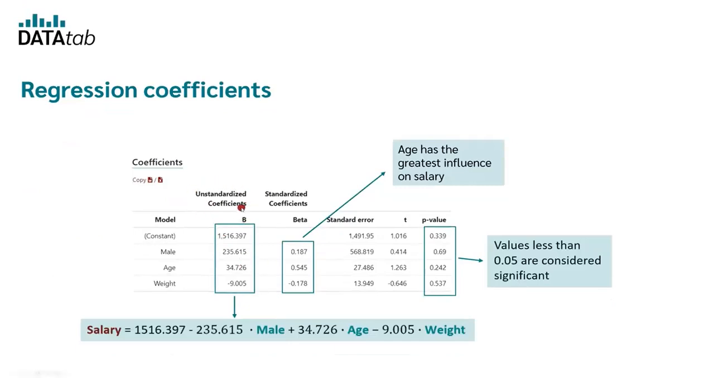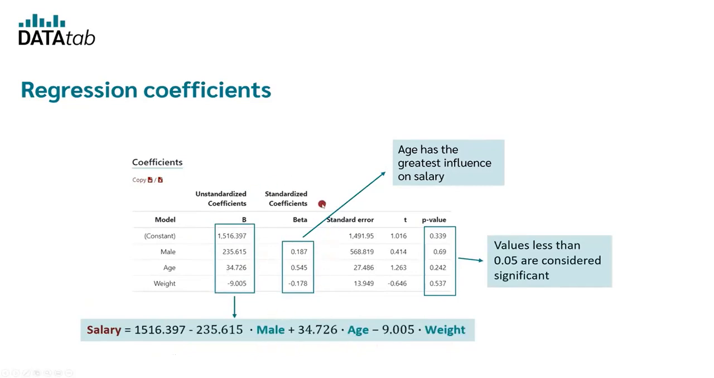Here we see the unstandardized coefficients, the standardized coefficients, and the significance level. Capital B, the unstandardized coefficients, are just the coefficients that you can put into your regression equation. So if we want to predict the salary, we have a constant of 1920, plus the value of the gender variable, plus the value for the age variable, plus weight. This allows us to use the unstandardized regression coefficients to build our regression model. If we want to predict the salary, we now only have to insert the variables.